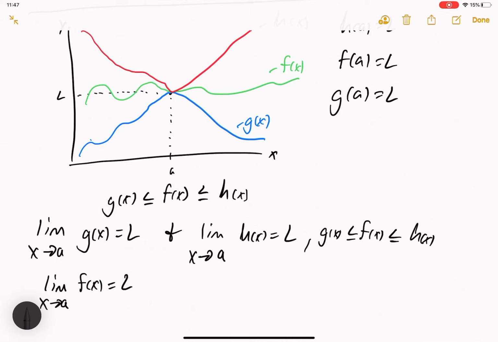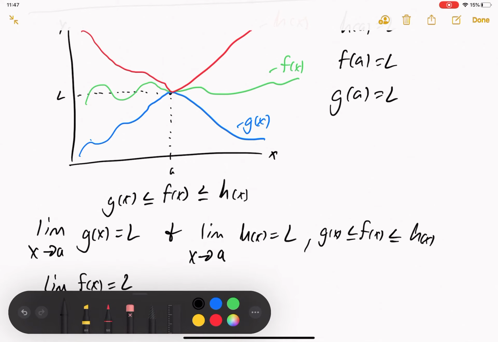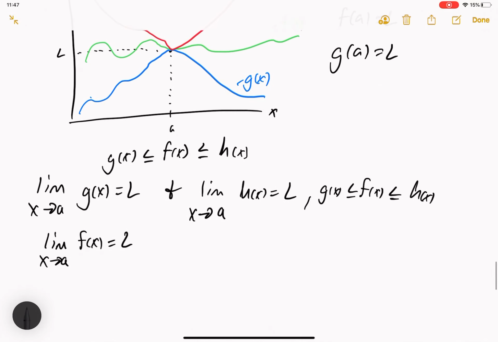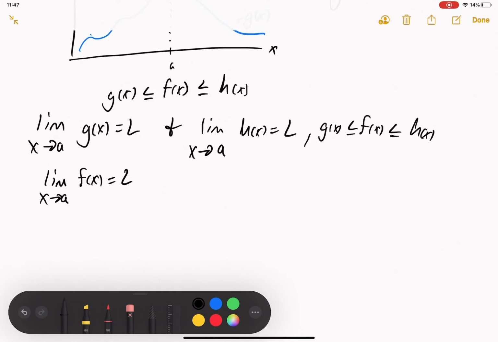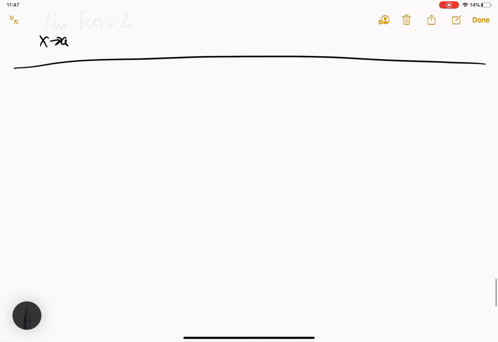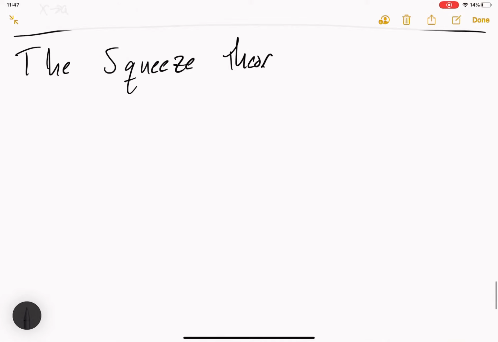But let's try to make it a theorem. Well, we're not trying to make it a theorem, but let's actually write it as a theorem. How can we use this idea in our understanding of limits, or how can we use it to actually evaluate limits? And this right here also has a very specific name, which is called the squeeze theorem. Squeeze theorem, because we're just going to be squeezing a function between two other functions.